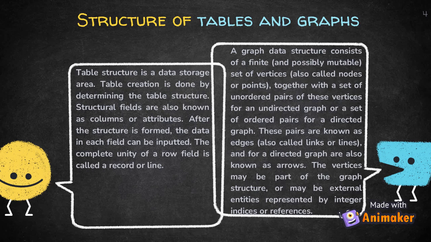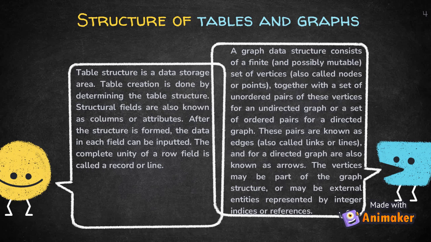Table structure is a data storage area. Table graph is not by definition the table system. Graph fields are also known as columns or attributes. After the structure is formatted, the data in each field can be input. The complete unit of a row of fields is called a record or line.